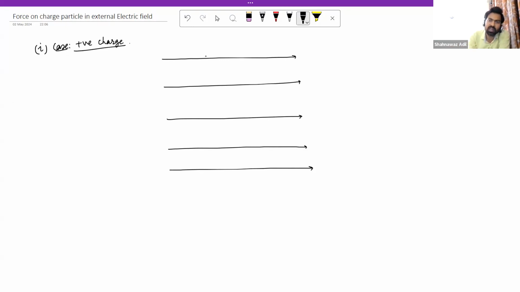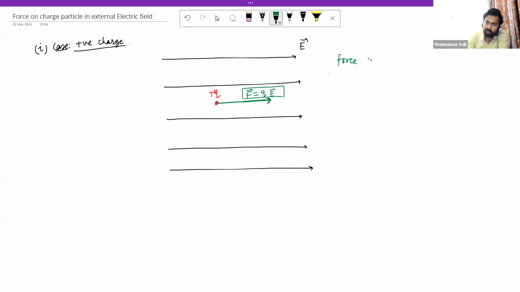So for a positive charge, if the electric field is going in the right-hand direction and you put some charge in here, this is Q charge, plus Q charge. Then this charge will experience some force, and that force would be equal to QE, and this would be in the same direction as the electric field. So this would be the force. The force would be in this direction, same as the electric field.